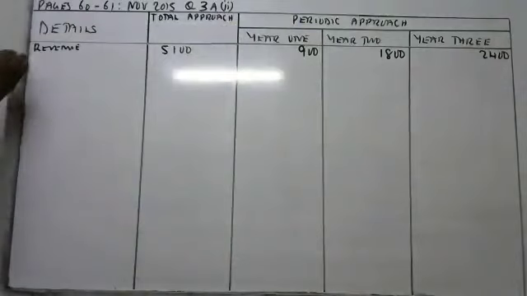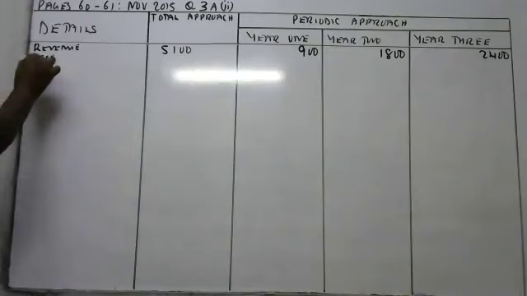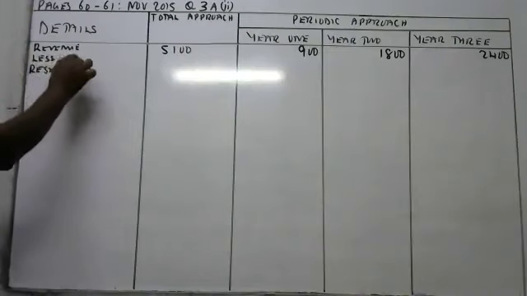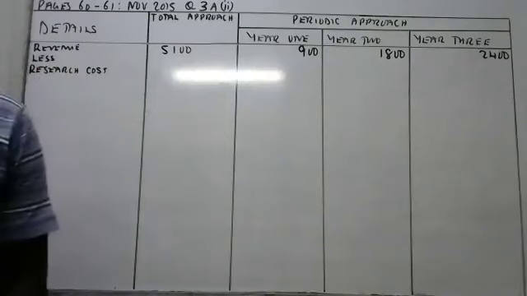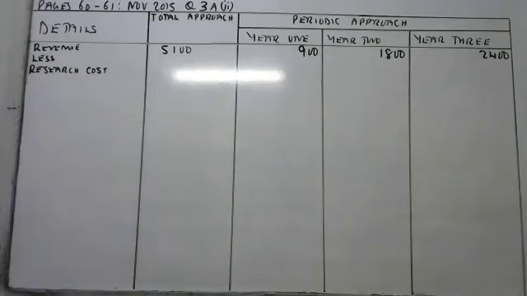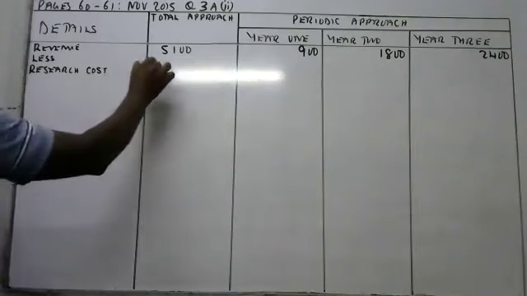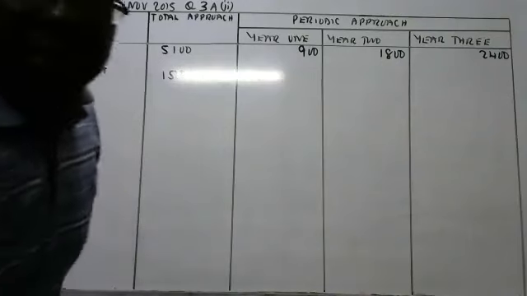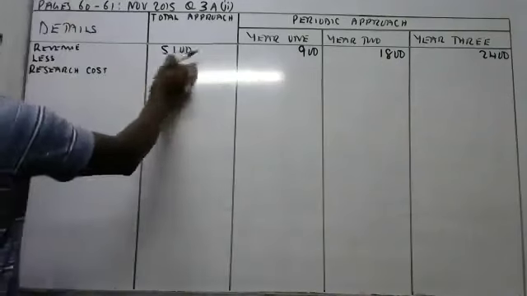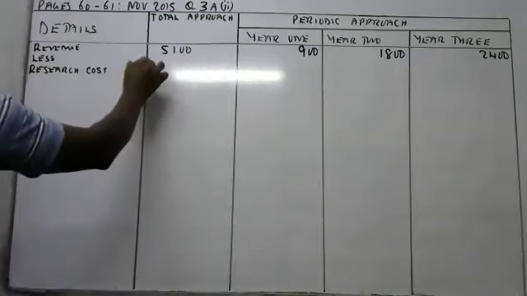Then you now say less. The first cost that you can see is research costs. Research cost, you can see, is given as a single figure of 1500.